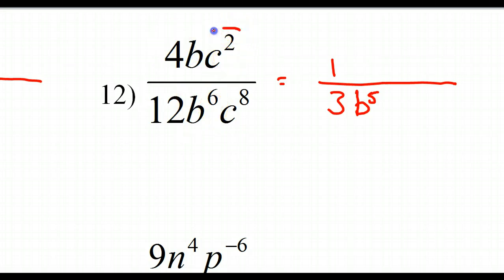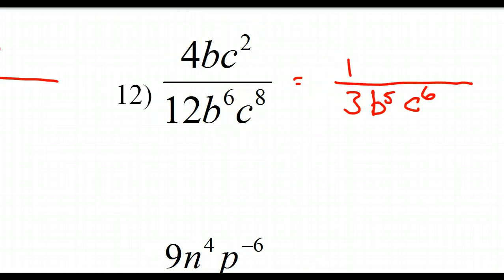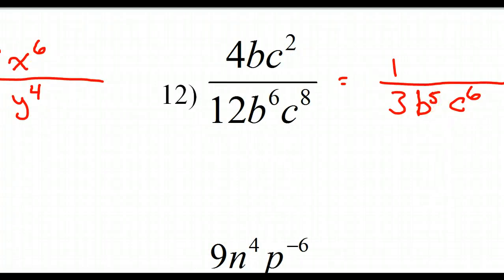Okay, now look at the c's. I've got 2 c's on the top, I've got 8 c's on the bottom. These 2 c's are going to cancel out 2 of these c's. That's going to leave behind 6 c's on the bottom. That's where the extra c's are. Okay, so this is your answer to number 12. You need that 1 up there. If 1 is the only thing there in the numerator, you need to keep it as a placeholder to show where the denominator is.